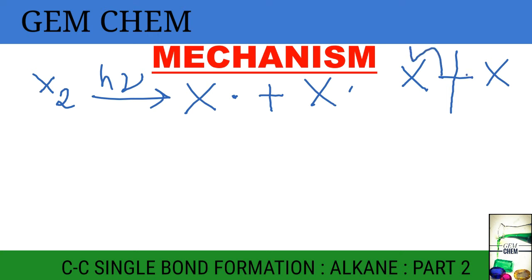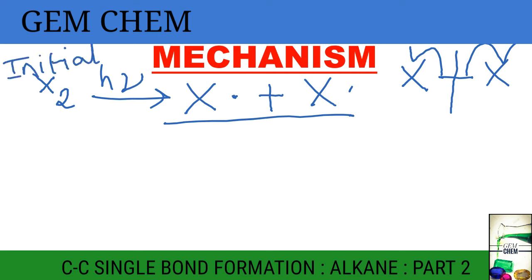One electron is here and one electron is here. So we get this one. Next, this step specifically is known as chain initiation, whereas the next part is chain propagation. We will learn about propagation, how it propagates.